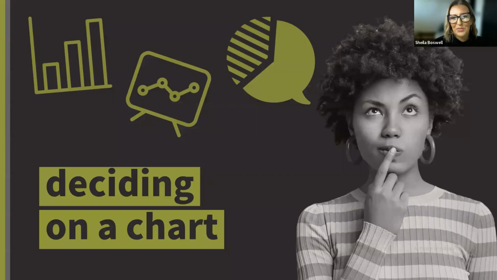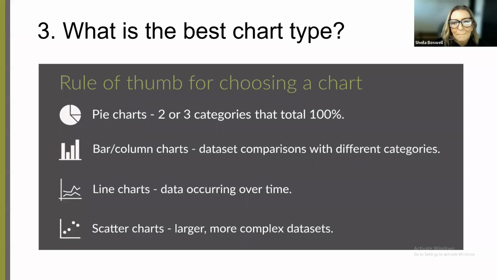Okay, so let's go to step 3. Deciding on a chart. One of my recommendations is, if you have your data, drop it in Excel, start making charts, start playing around, see what happens, see if it makes sense. You might see something come to light that you had not intended, so just play around. If you look at your data in a chart, a lot of times it's going to look different than when you just see it as the numbers.